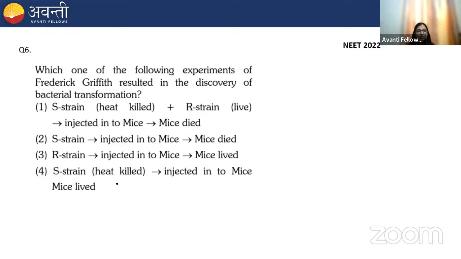Question number 6 says, which of the following experiments of Frederick Griffith resulted in the discovery of bacterial transformation? Option 1 says S strain heat killed plus R strain live injected into the mice and the mice die. Second is S strain injected into the mice and mice died. Third is R strain injected into mice and mice lived. Fourth is S strain heat killed injected into mice and mice alive. Which one of the following experiments of Frederick Griffith resulted in the discovery of bacterial transformation? Which step? They're asking about which step of Griffith.